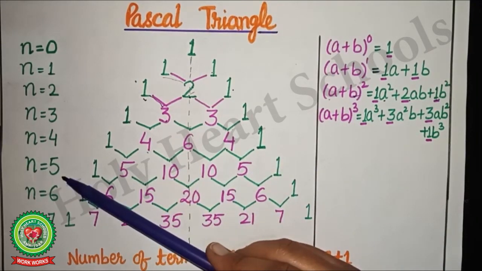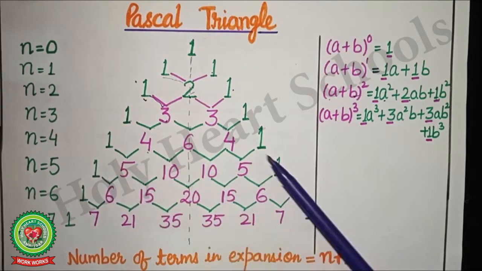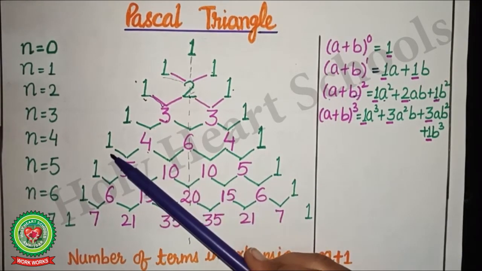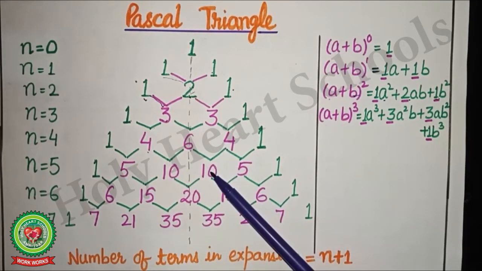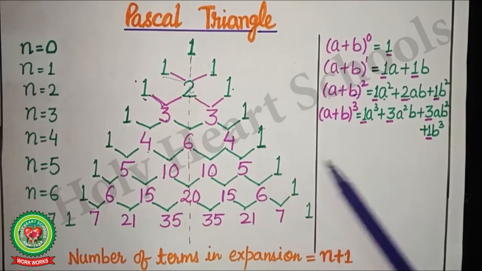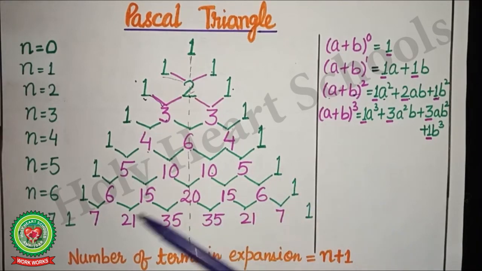Similarly, n is equal to 5. Again, 1 in the starting, 1 in the end, and middle terms will be 1 plus 4 is 5, 4 plus 6 is 10, 6 plus 4 is 10, 4 plus 1 is 5. Similarly, we can find for 6 and for 7. In this way, we can continue to any value of n.